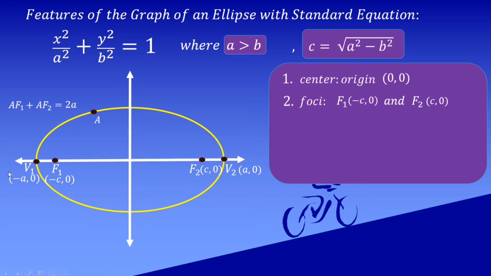Ang bawat vertex natin is a units away from the center. For our V1, ang sukat from the center to the point on V1 or the vertex 1 is the a value. Okay, same with vertex 2, ang sukat nito is a. And this segment, V1 and V2, ito tinatawag na major axis. Ang sukat nito is 2a. And it divides the ellipse into two congruent parts, the upper part and the lower part.